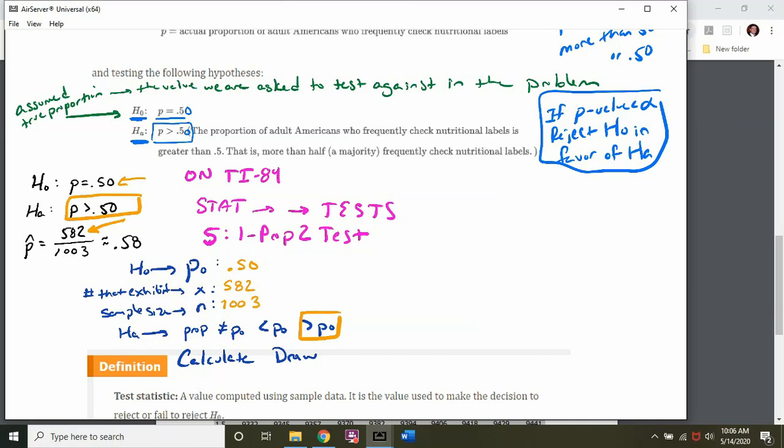Now you can do calculate or draw. I always do calculate. It just gives you a little more information. Draw gives you information, but it also shows you the normal distribution curve and shades the region that you're looking for. You can feel free to use that if you want. You don't need to.